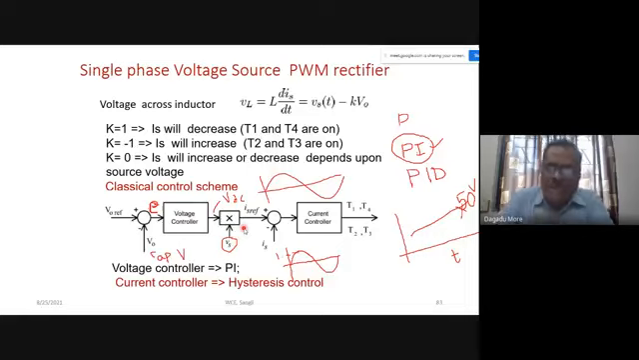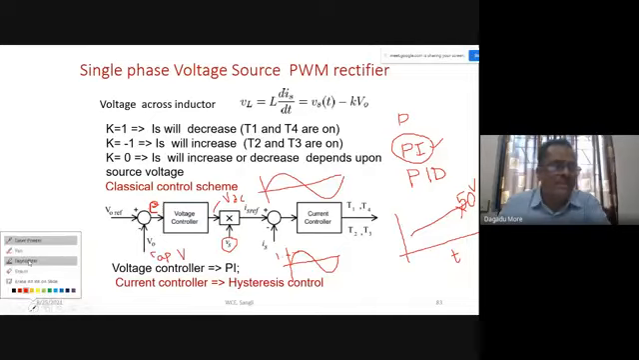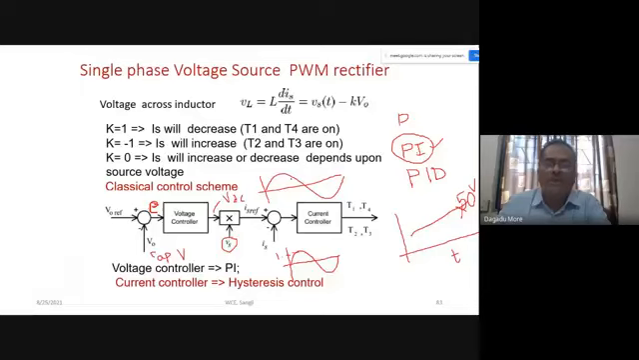One is a unit magnitude sinusoid, multiplied by a constant voltage. So this peak will now become how much? VDC. The output of the controller voltage will become the peak of this. Sorry, here not VDC. You can call it VDC or the output of the controller, whatever; the output of the controller will be the magnitude. So here we get the current reference.